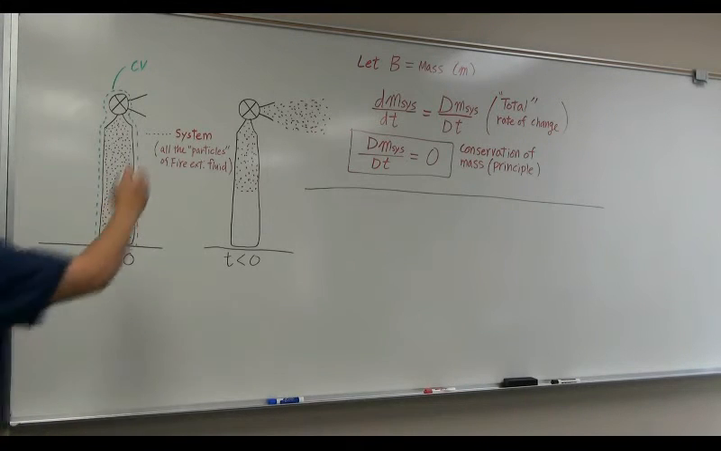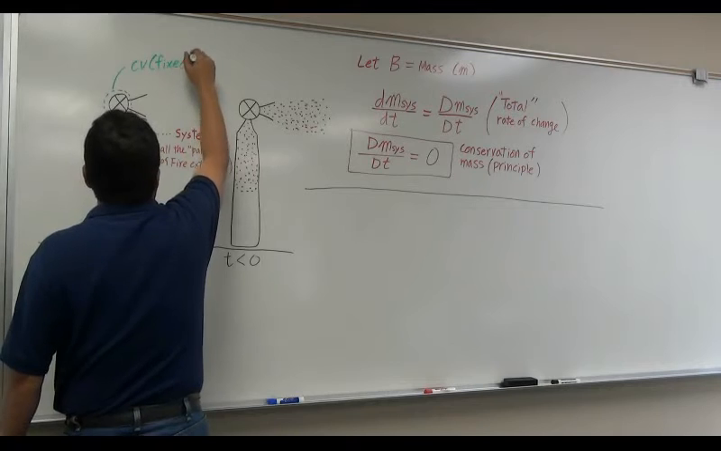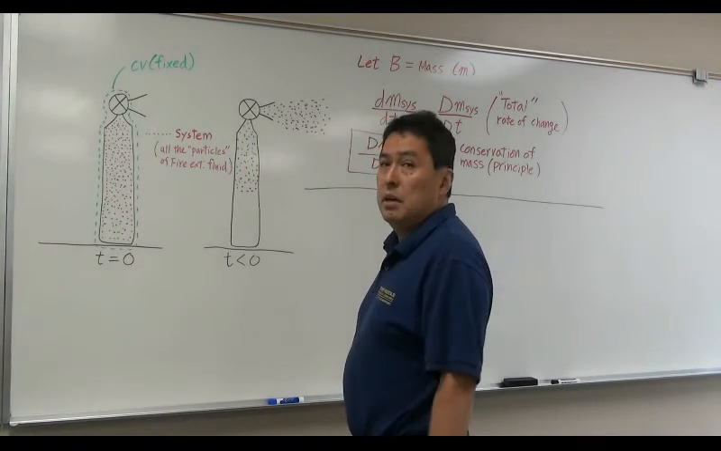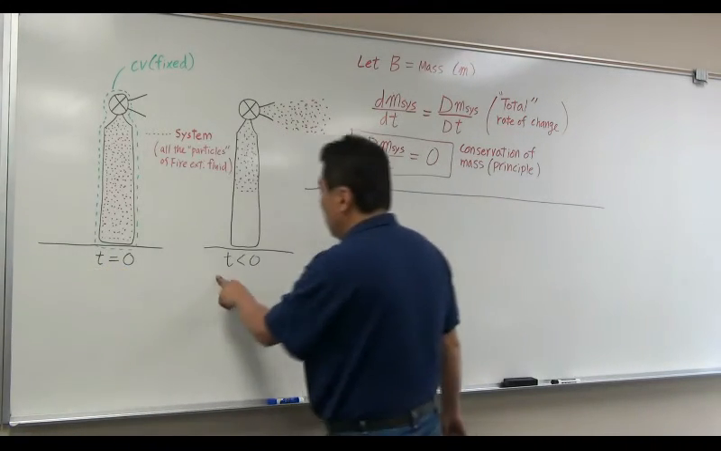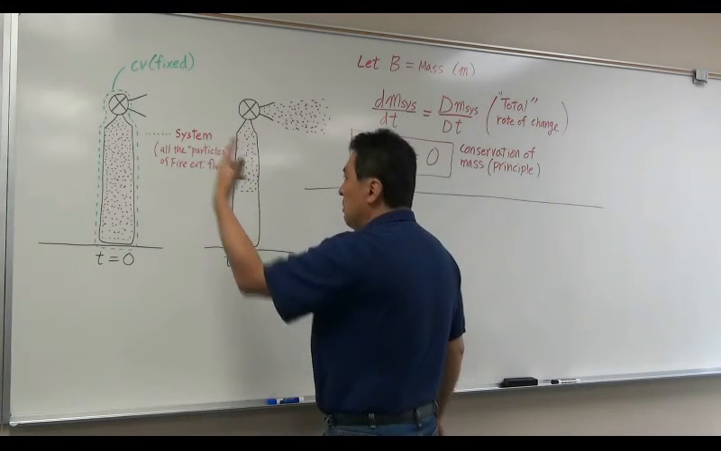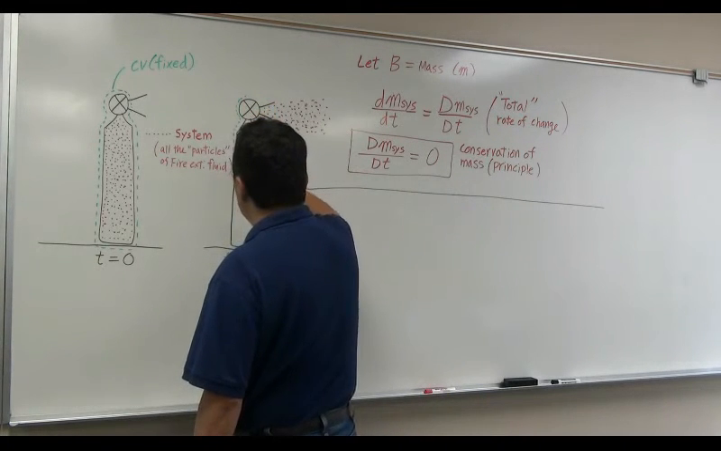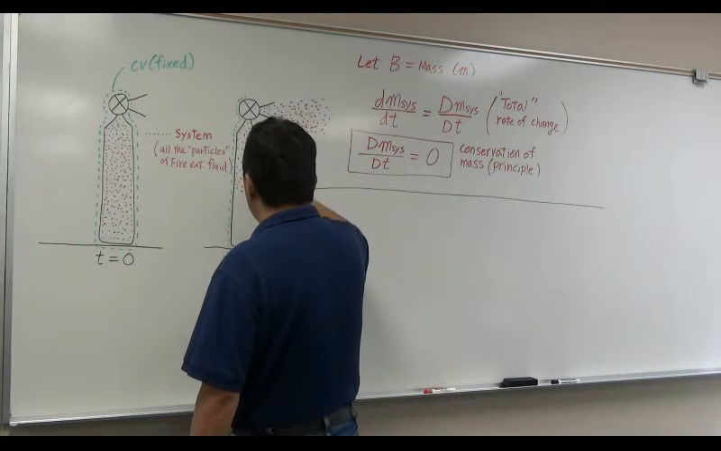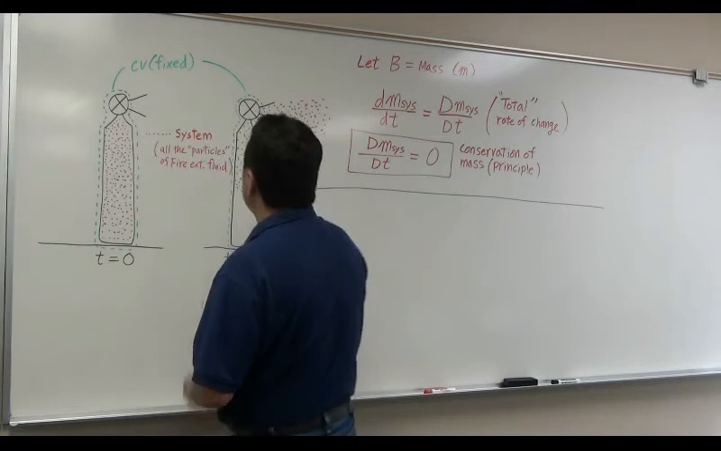Control volume, this is fixed in space. So this control volume does not change or deform or move over time. At the time t equal to 0, and at the time t more than 0, the control volume is the same. So you have the exact same control volume.